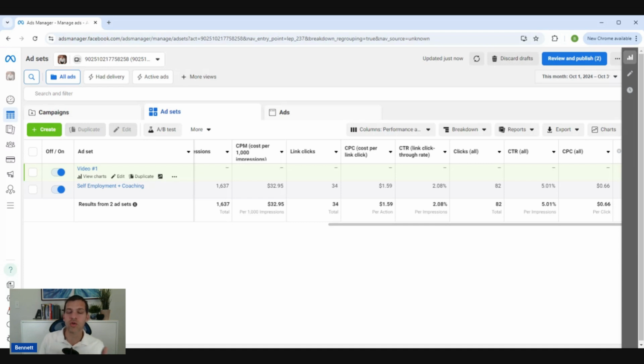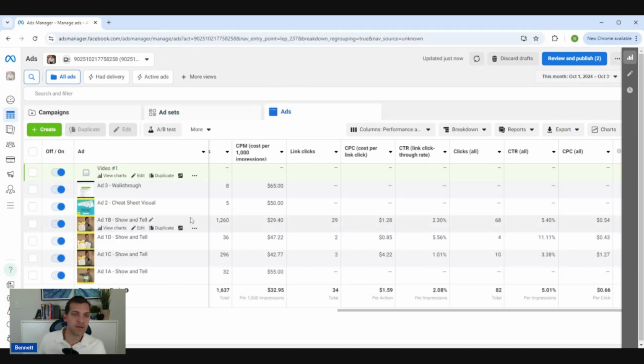And then after 3 days or so, you might have a general idea in terms of which ads are moving, which ads are not moving, which ones do you want to stop and which ones do you want to move forward with. So in terms of my ads themselves, I have 6 ads.